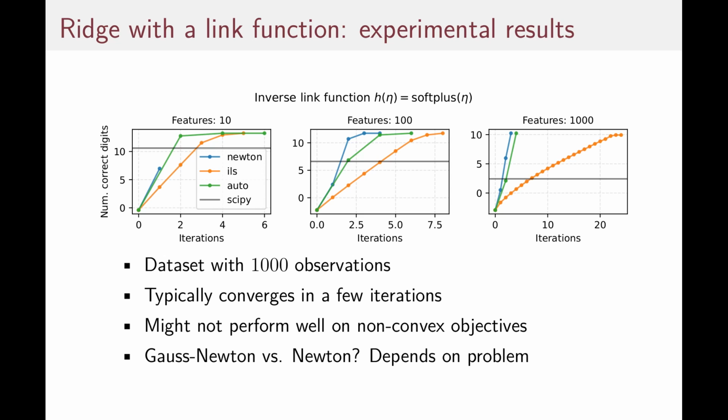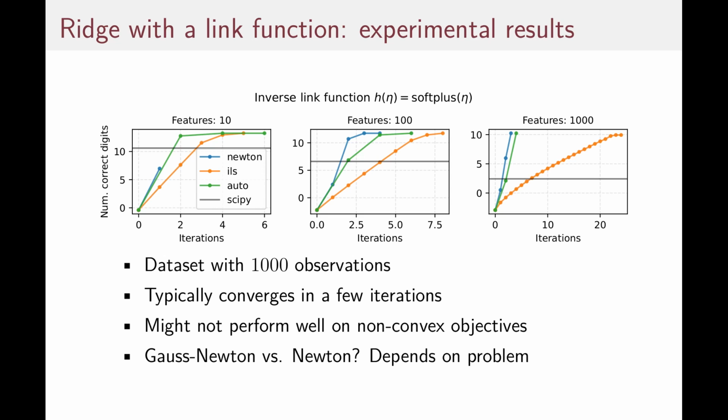In the number of iterations, we run into some problems when we have 1,000 features for the ILS method. It seems like it's taking steps that either oscillate back and forth, I would guess, or steps that are just not long enough. Either way, it's slow to converge. So then the auto method, where I just do a step of Newton instead, seems to really help.